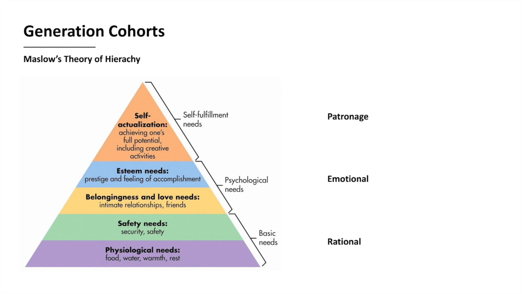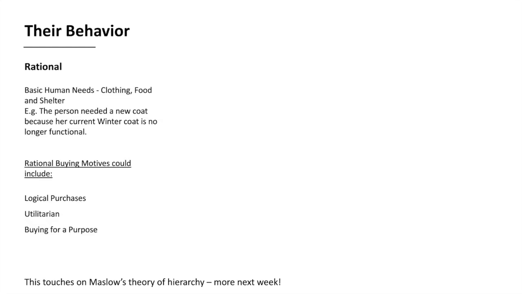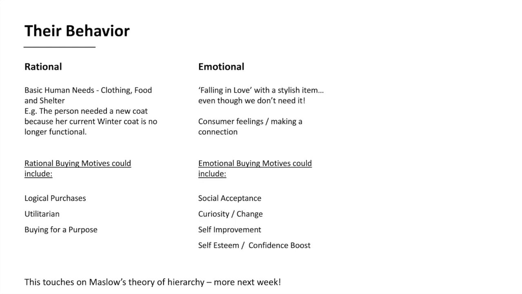So we refer back to Maslow's hierarchy, looking at a fashion triangle even in the future too. So that basically outlines that. You can even look at your consumer and decide whether they're a rational, emotional, or patronage buyer. So let's look at this in a bit more detail. Like I said, a rational buyer is looking for something for basic human needs. That coat, again, they need to purchase. It's a logical purchase, often utilitarian, and they're buying for that purpose, i.e. they need a new coat, their old one isn't fit for purpose.